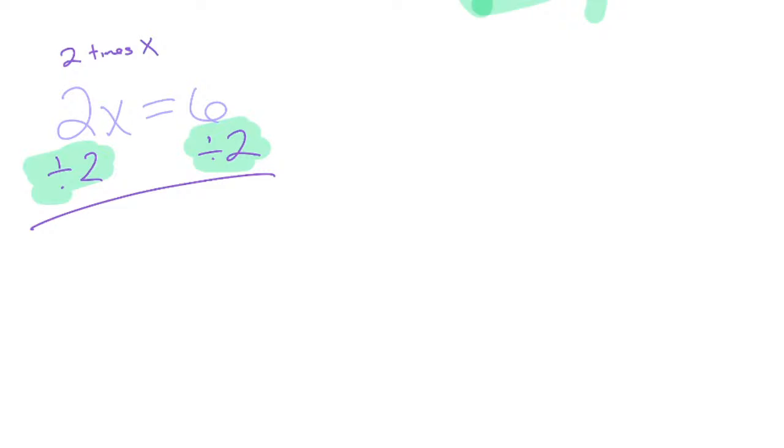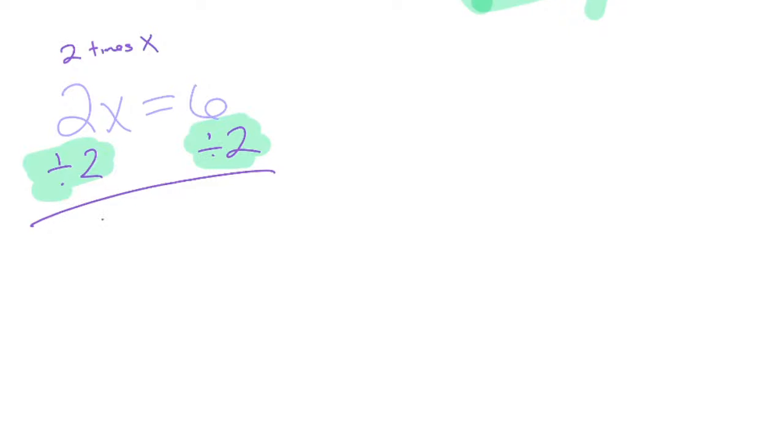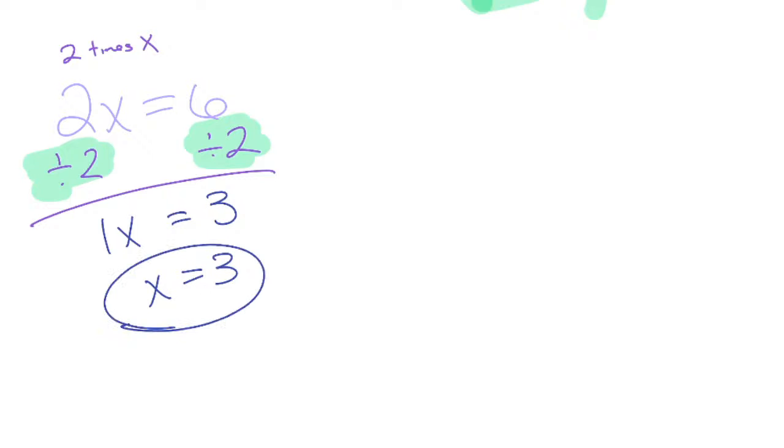So fine. 2 divided by 2 is 1. Okay, so we'll put 1x, and 6 divided by 2 is 3. And 1 times x is simply just x, so you can put it there. All right? X equals 3.